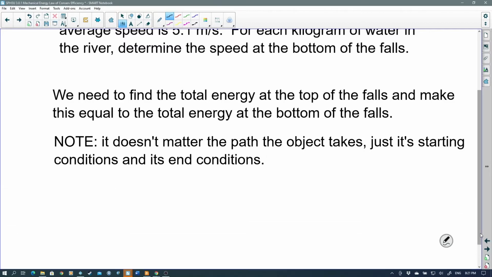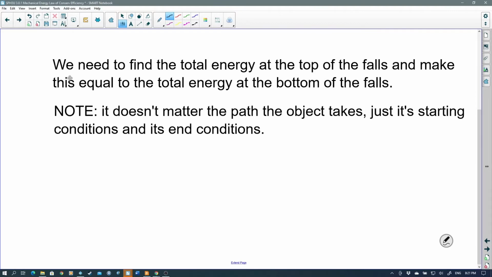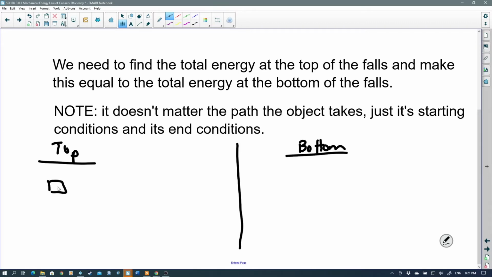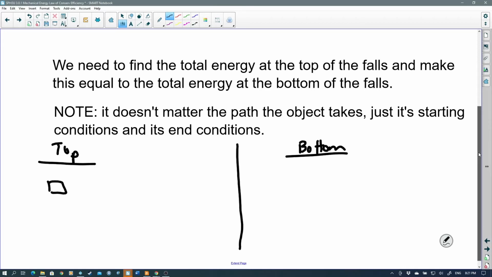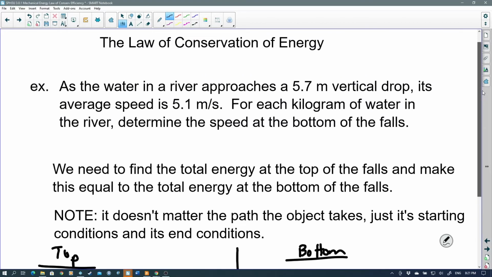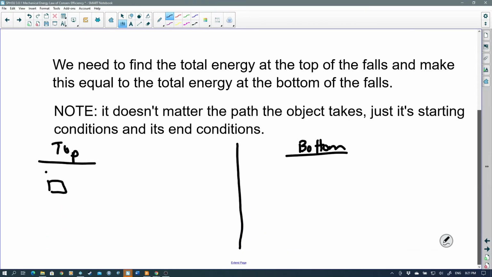So I'm going to do two things here. We're going to talk about the top of the falls. We're going to talk about the bottom of the falls. We're going to separate that in two. At the top of the falls, I think it was 1 kilogram, right? Yeah, for each kilogram. So this is my mass of 1 kilogram of water.